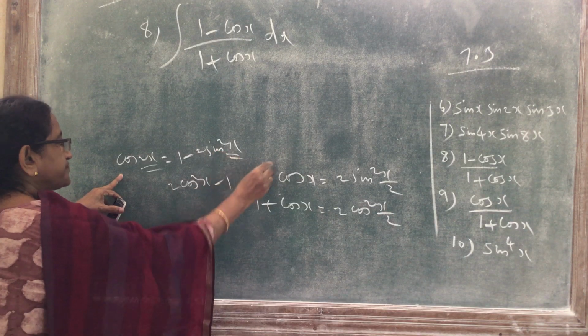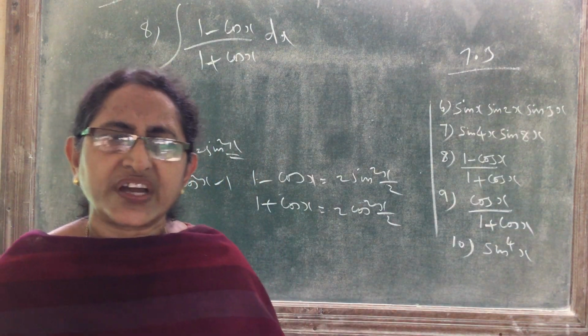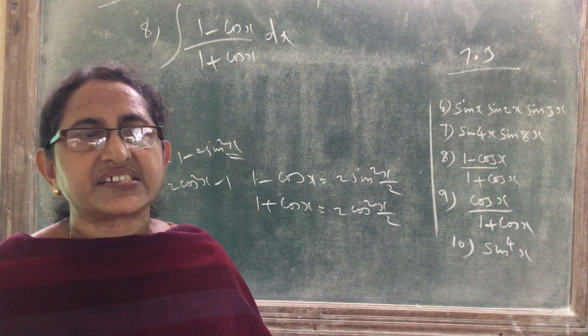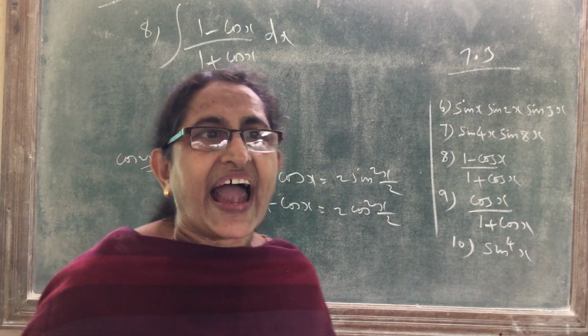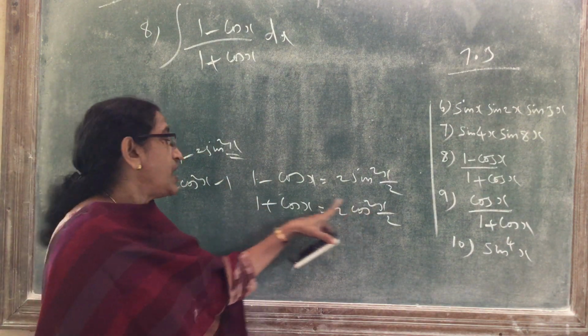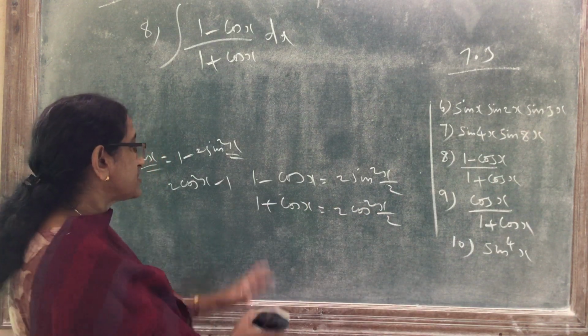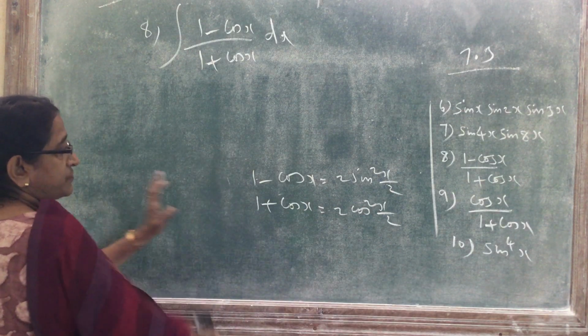Angle we have to adjust. And we are getting this formula. So always remember that formula. 1 minus cos 2x is 2 sin square x. 1 minus cos x is 2 sin square x by 2. Angle we have to adjust. So 1 plus cos 2x is 2 cos square x. 1 plus cos x is 2 cos square x by 2.